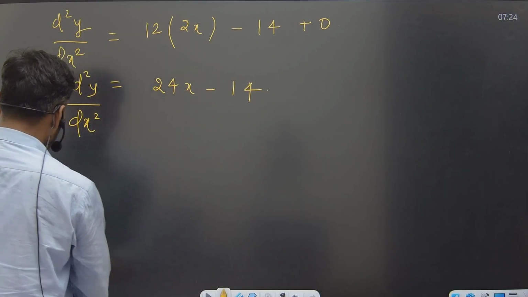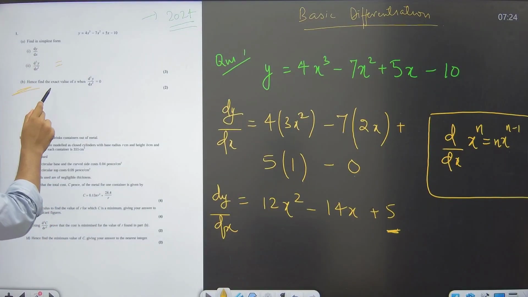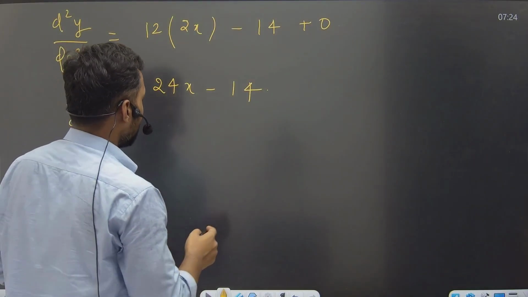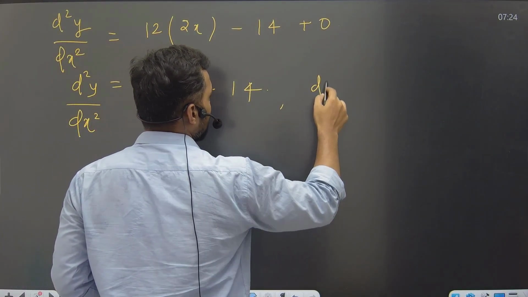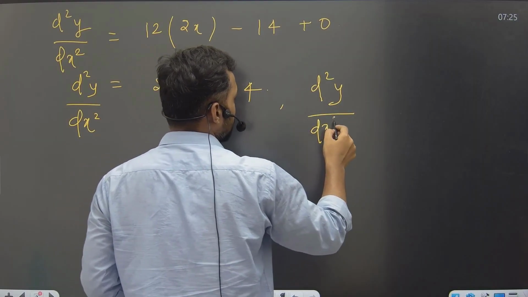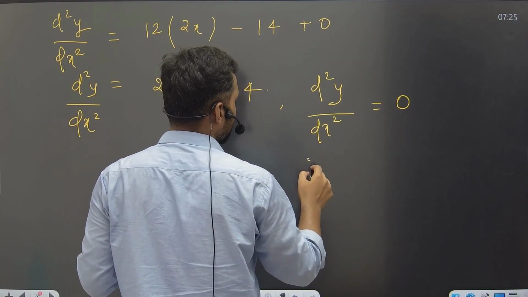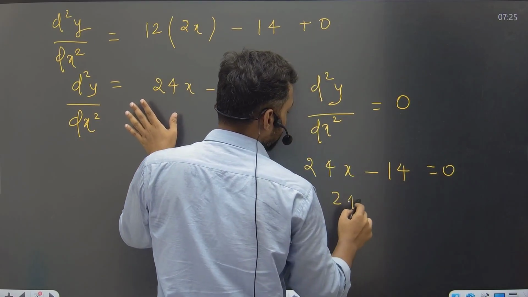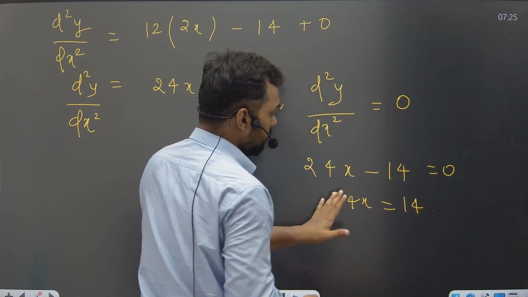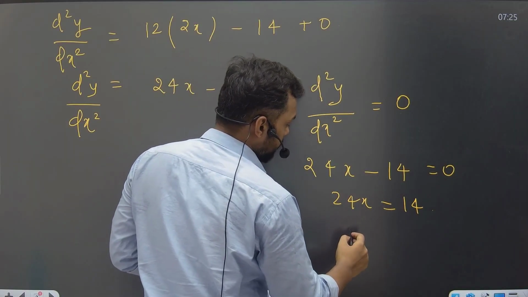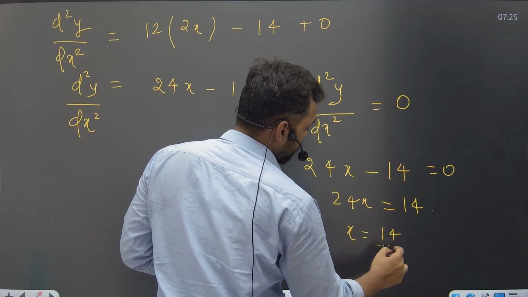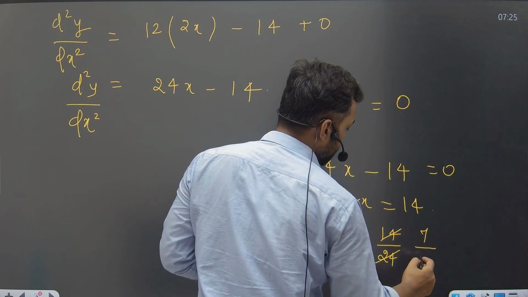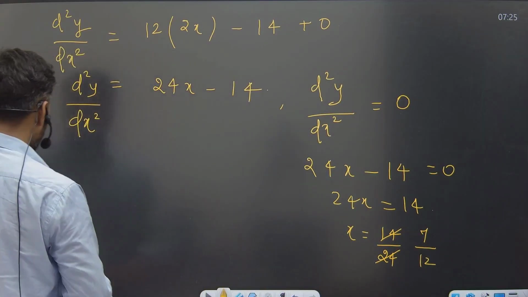Now in part B, they have asked us to hence find the exact value of x when d2y by dx2 equals 0. So we just need to set this term equal to 0. Transposing 14 to the right hand side, x will be equal to 14 by 24. In the simplest form, it will be 7 by 12. So the value of x will be 7 by 12.